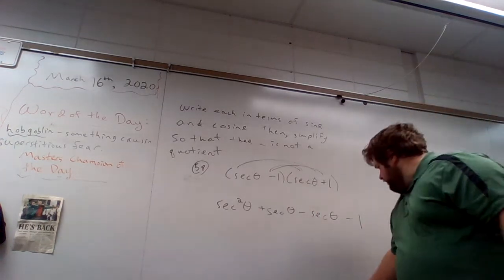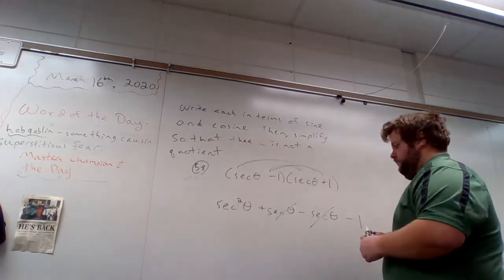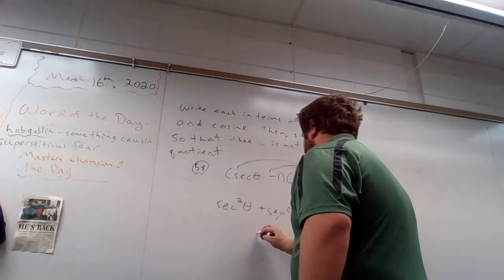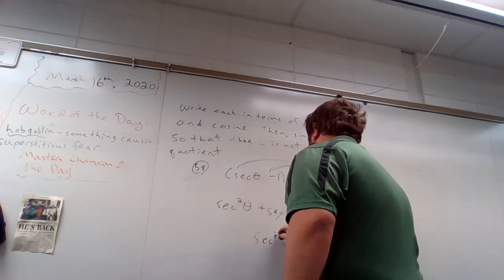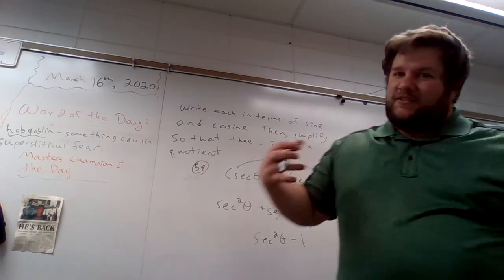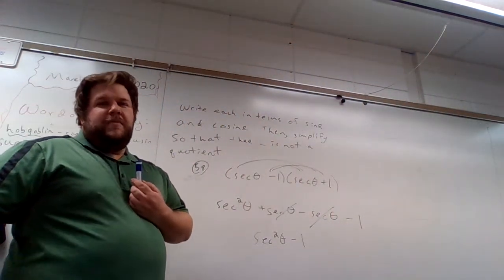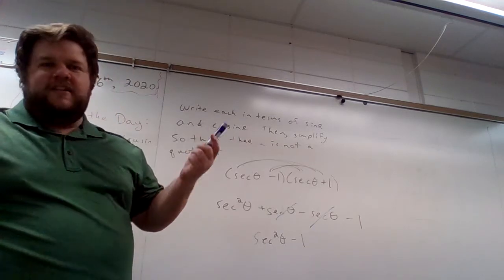All right, and then this cancels. We get secant squared minus 1. Now, you might be saying, okay, there's not a quotient, so it's probably fine. It would be better if we could rewrite that if we can.